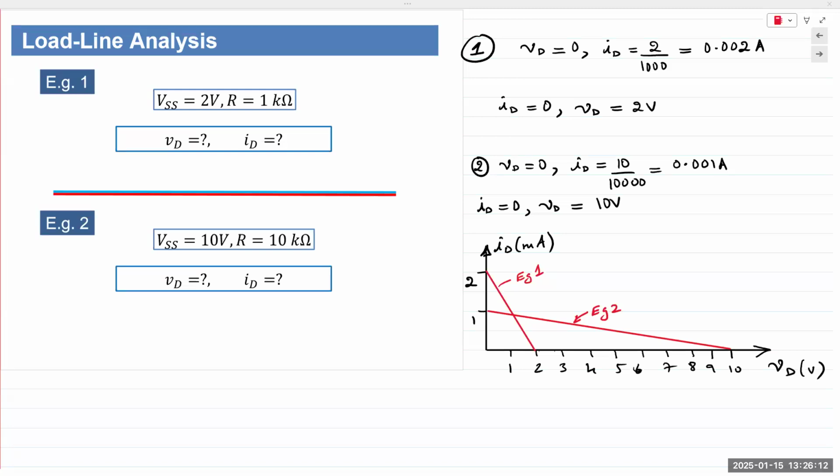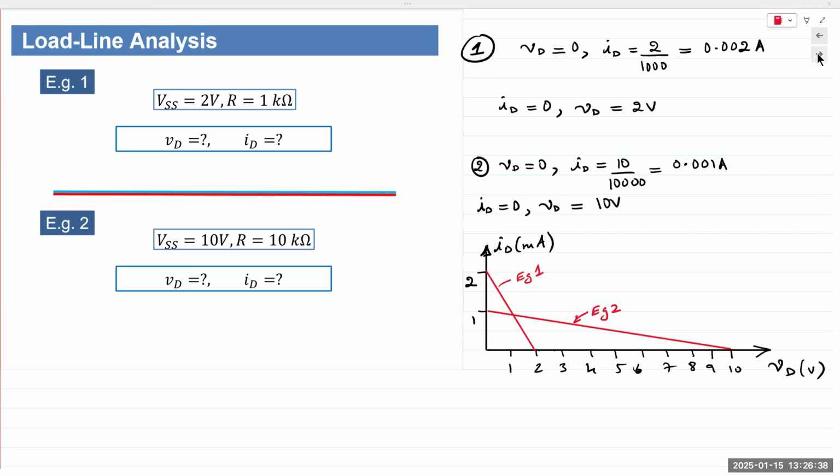Okay. Load line analysis is not restricted just to diodes. We apply it to other devices also, like BJT. We perform load line analysis on BJT amplifier circuits. We can determine what the output is based on a certain given input. Okay, so we'll look at it again also. We'll encounter it in different chapters.